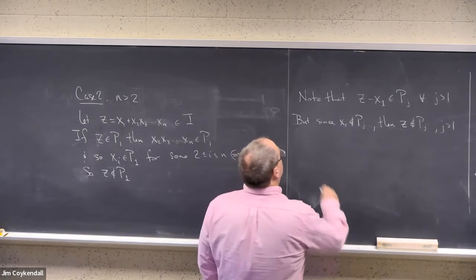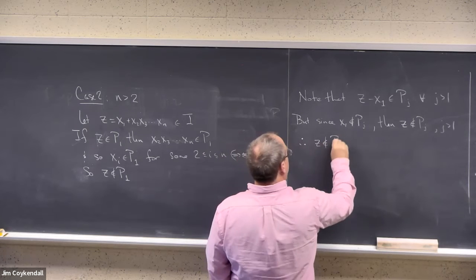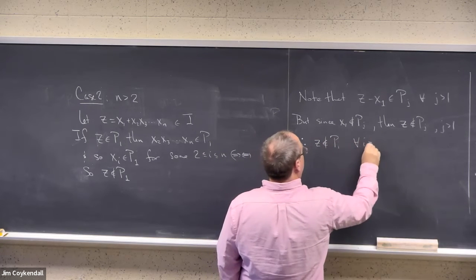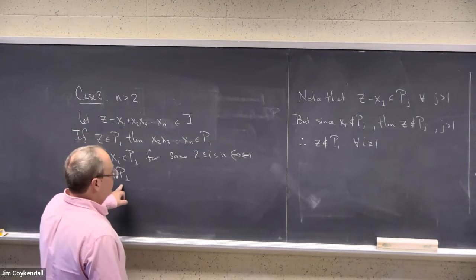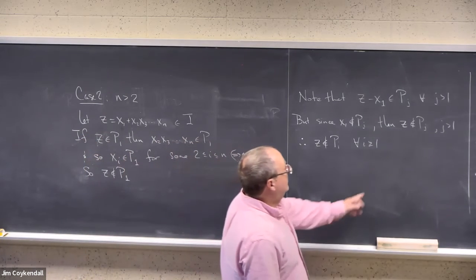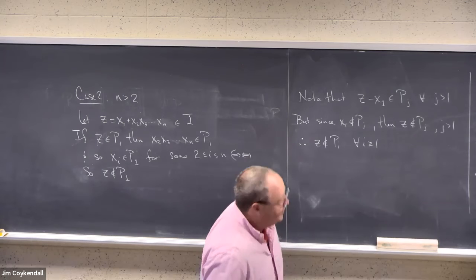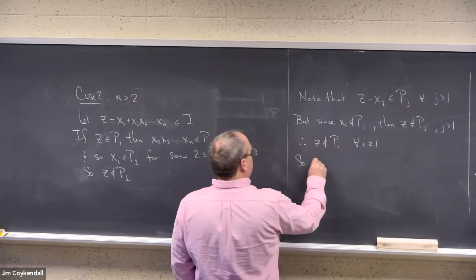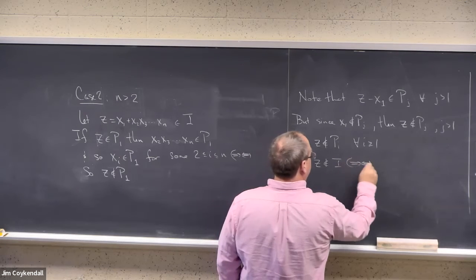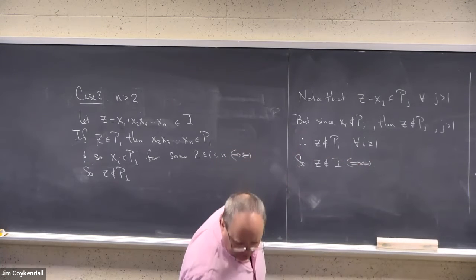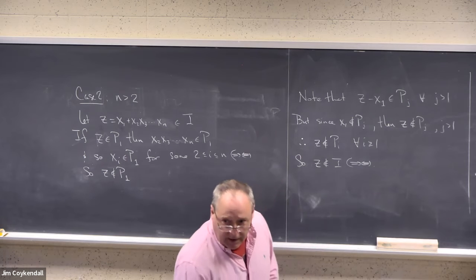Therefore, right, because we've already established that z is not in P1, and it can't be in any of the ones bigger than one, so z can't be in any of them. So z is not in I. And then we've got the prime avoidance. Okay, any questions?